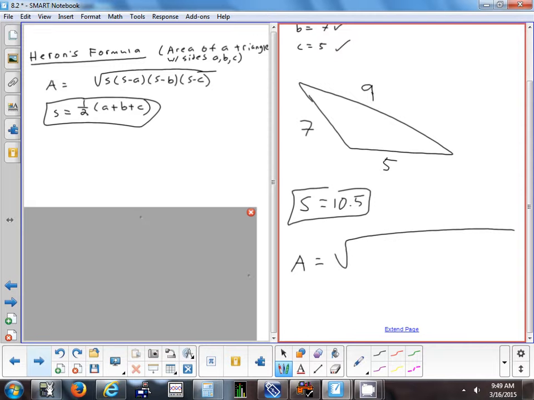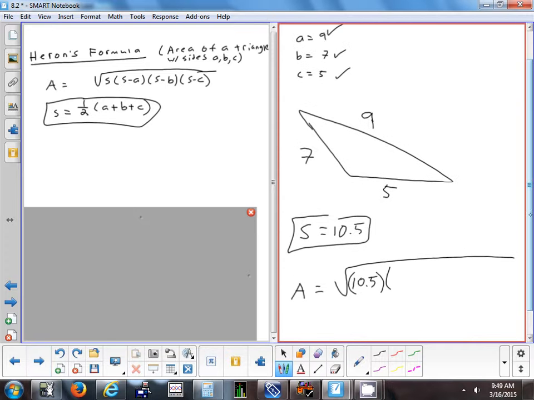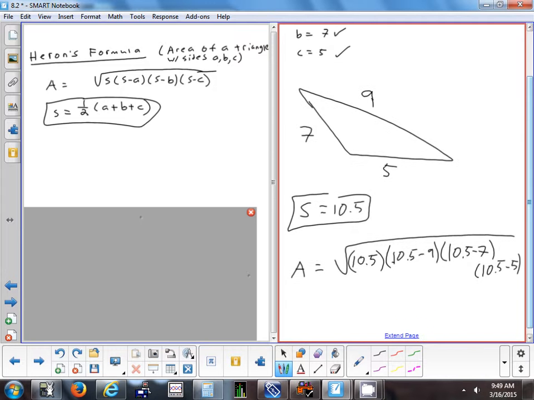Area equals square root of s. And it doesn't even matter if you know which side is which. It's s minus every side. So just do 10.5 minus 9 times 10.5 minus 7 times 10.5 minus 5.